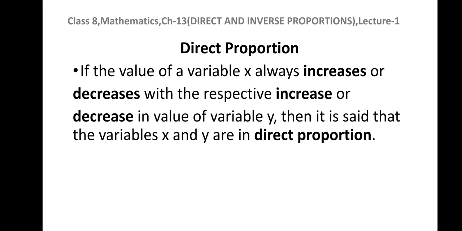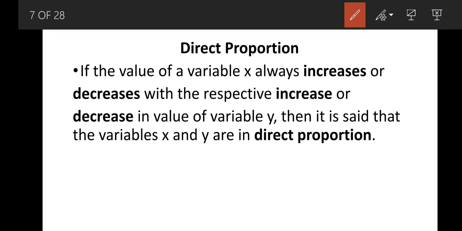For example, if I need to buy more articles, I need to pay more. That is, more articles, more cost. So there can be a case where x is decreasing and which results in the decrease in variable y. That is also a case of direct proportion. It means if I am increasing one quantity, there is an increase in another quantity, or if I am decreasing one quantity, there is a decrease in the other quantity. This is a case of direct proportion or direct variation.